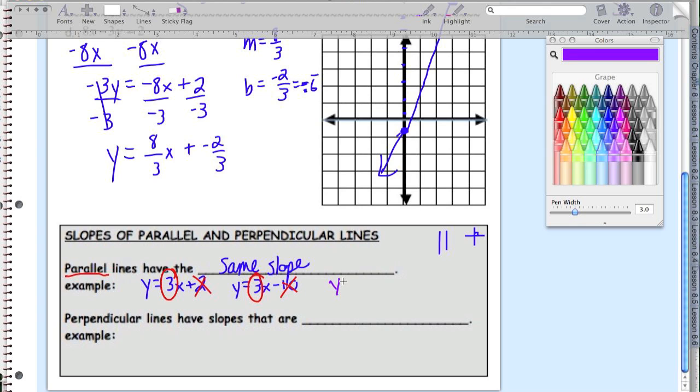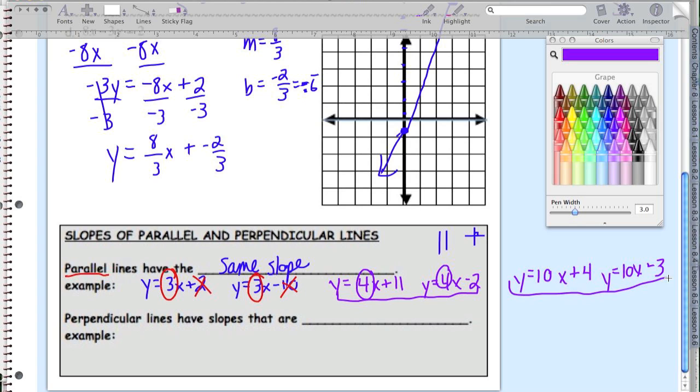So here's a couple more that are parallel. y equals 4x plus 11, y equals 4x minus 2, y equals 10x plus 5, y equals 10x minus 3. You could keep going. Notice that these two are parallel. These two are parallel. They have the same slope. Those ones are pretty easy.